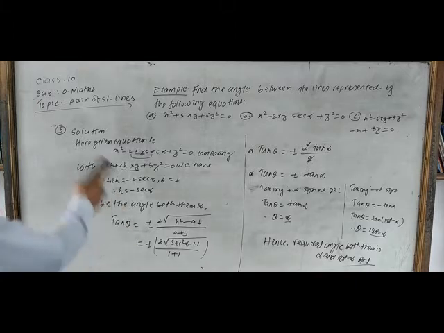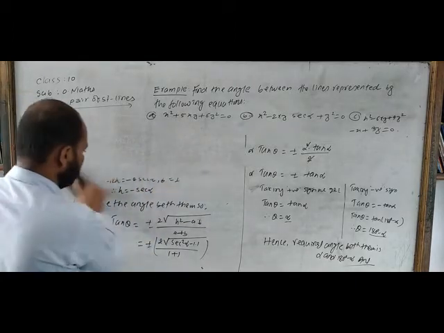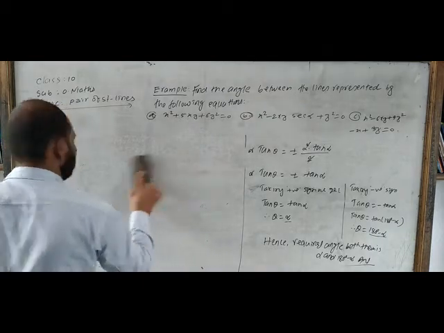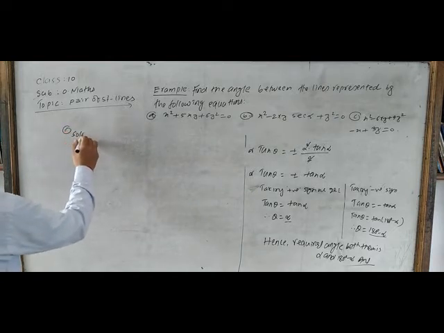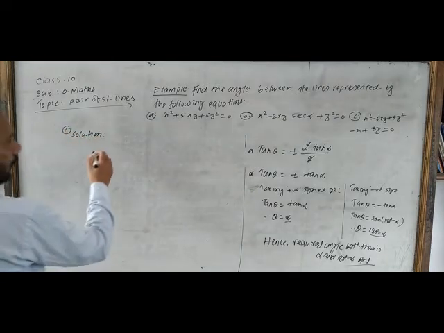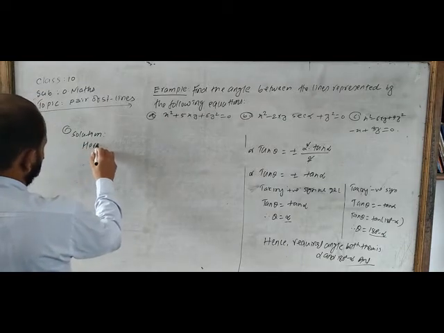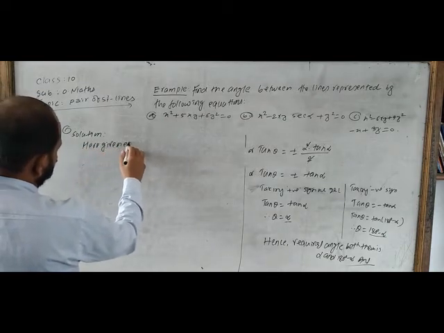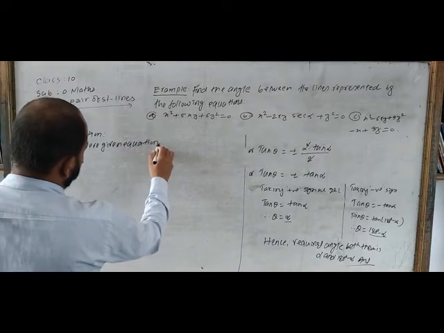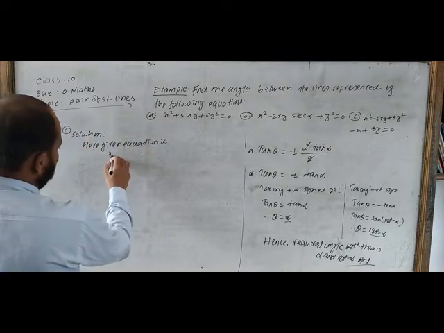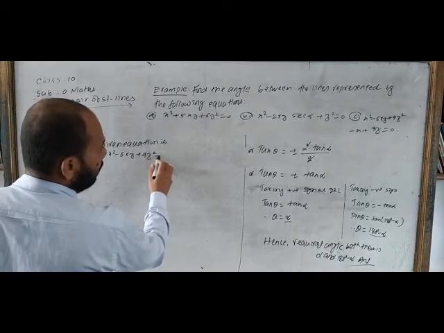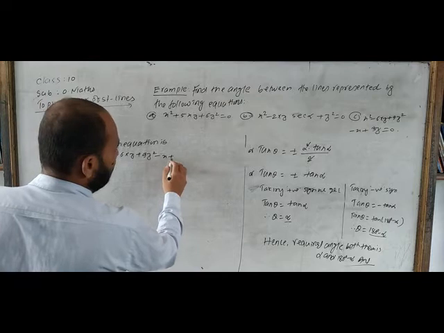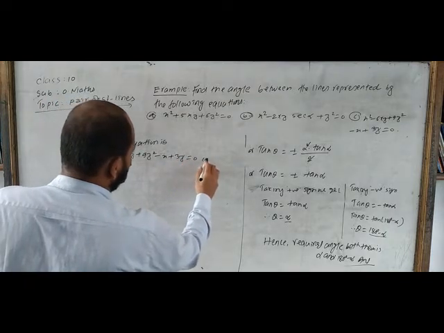This is a very important question, and in the last there is C number. Here the given equation is x square minus 6xy plus 9y square minus x plus 3y is equal to 0.